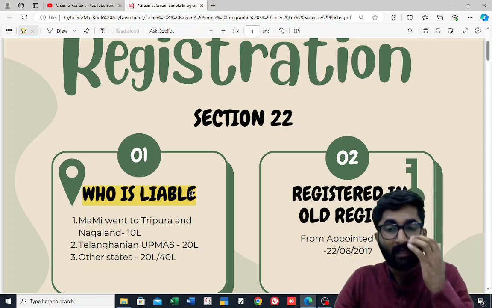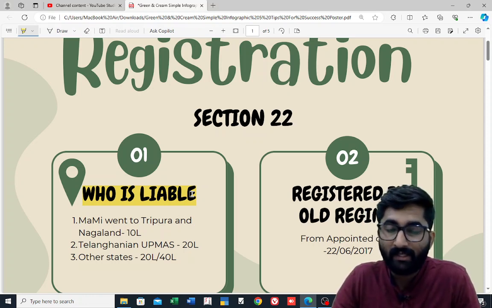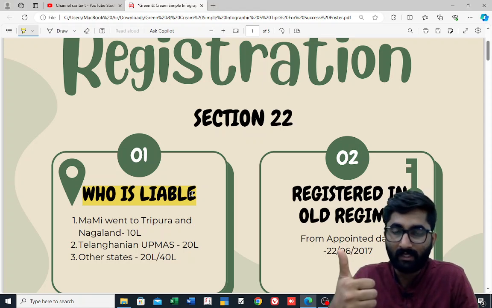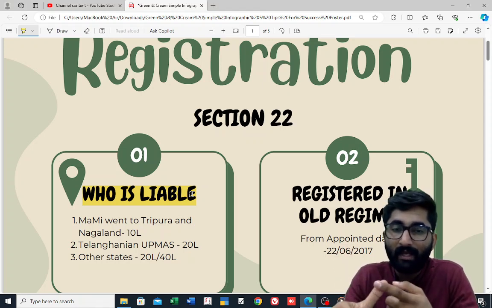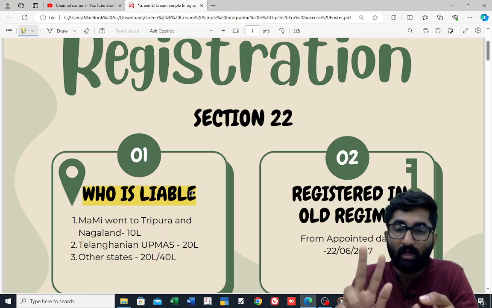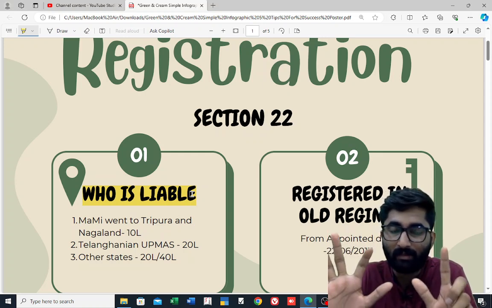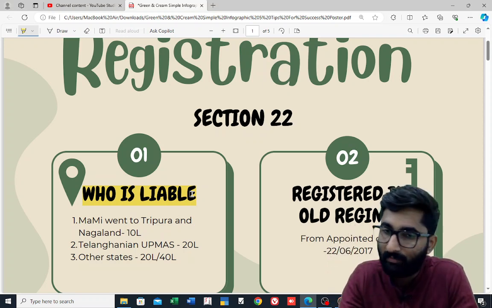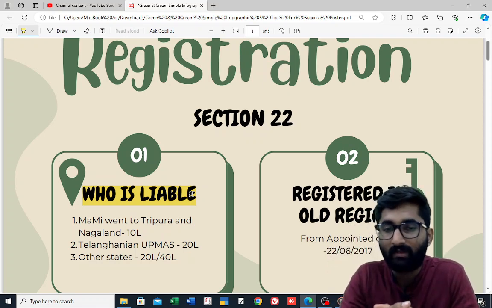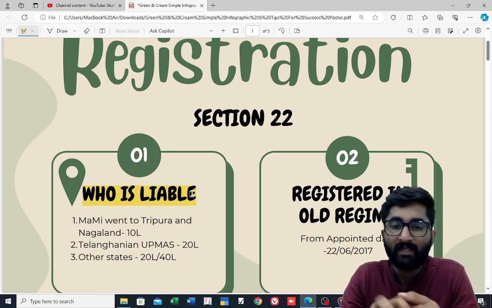In exemption cases, you should not be the supplier of ice cream and similar goods. If you are the supplier of ice cream, tobacco, pan masala, ash bricks, building bricks, fossil bricks, and roofing tiles, roofing and earthen tiles, in these 7 cases, the 40 lakh limit is not applicable. You definitely fall back to the 20 lakh rupees limit. This is given in section 22 subsection 1.